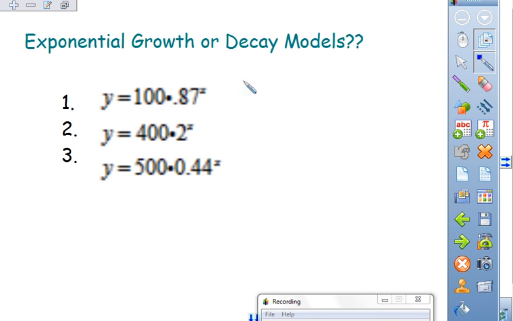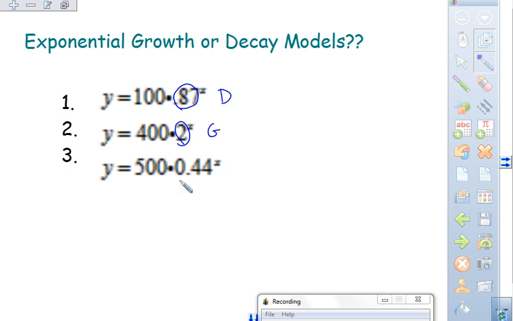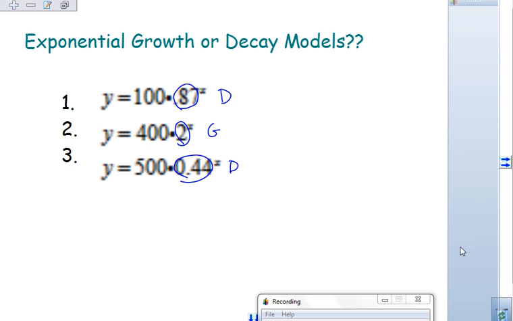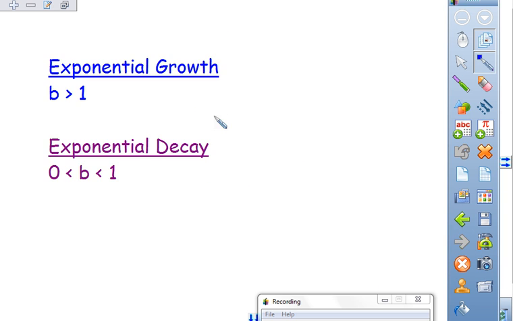Numbers 1, 2, and 3, are these exponential growth or decay? So number 1 is decay. Number 2 is growth. Number 3 is decay. So in review, if it is growth, our b value has to be greater than 1. If it's decay, our b value has to be between 0 and 1. This concludes my lesson.